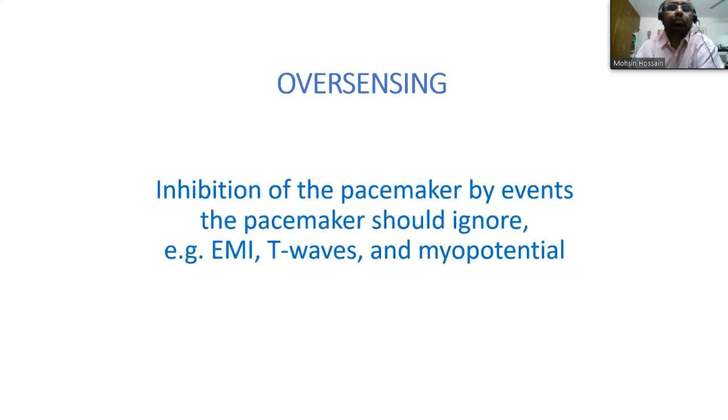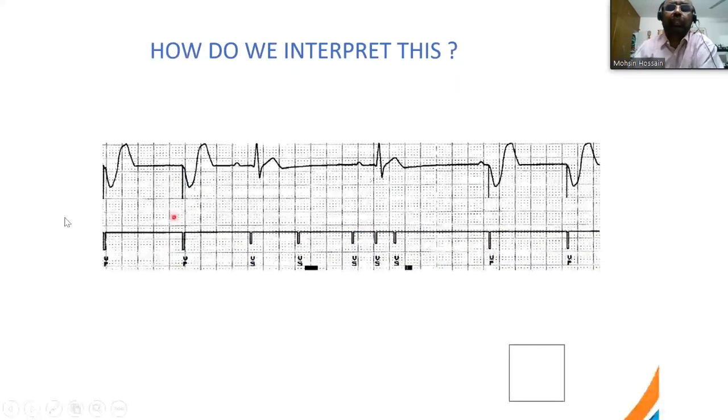Oversensing is inhibition of the pacemaker by events the pacemaker should ignore, such as electromagnetic interference, T waves, and myopotentials. These are common sources that can cause oversensing, and the pacemaker will be inhibited. Here you can see spike followed by QRS complex, spike followed by QRS complex. You can see the intrinsic beat, and in the marker channel there is sensing.